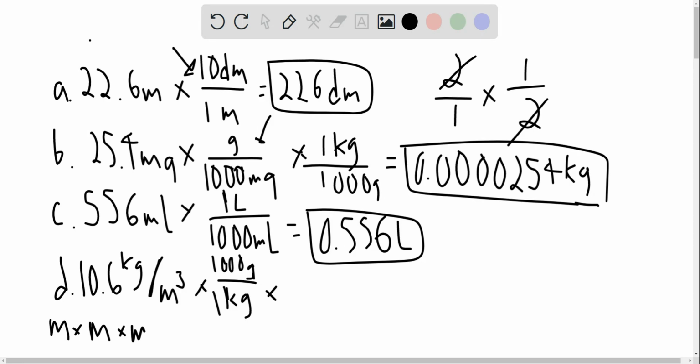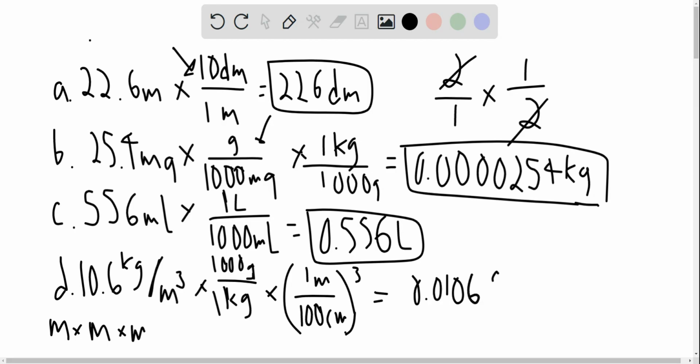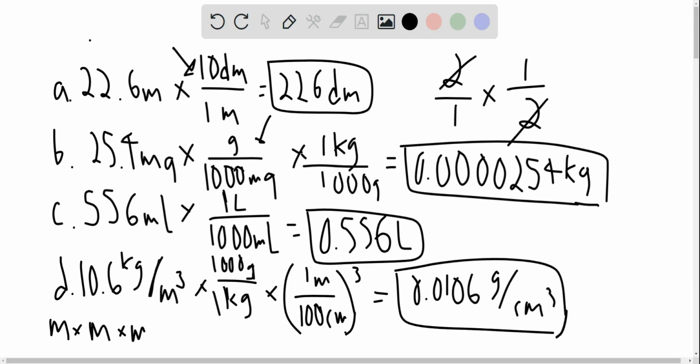So I'm going to write out my conversion here. 1 meter over 100 centimeters. And I'm going to cube it because I have 3 meter units I want to convert. And the meters are on top because I need to cancel out the meters on the bottom. So you can just plug this into your calculator and you should get 0.0106 grams per centimeter cubed. And that's that. This is basically the whole question.